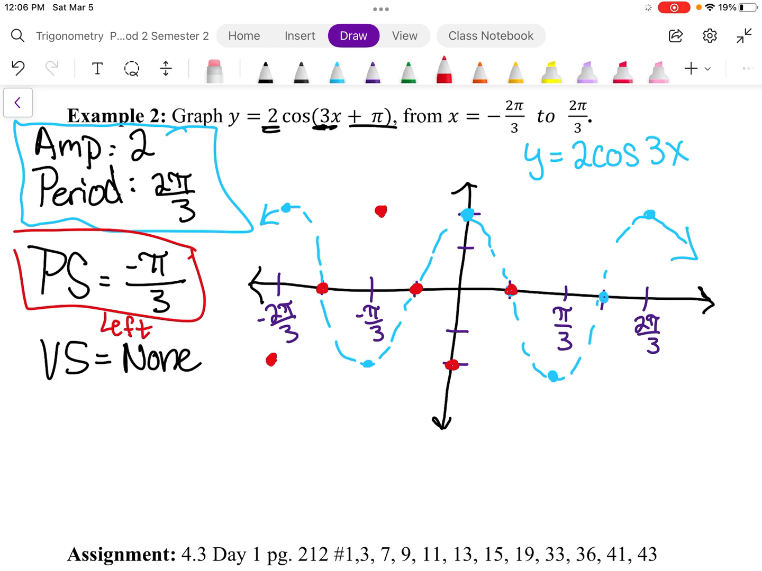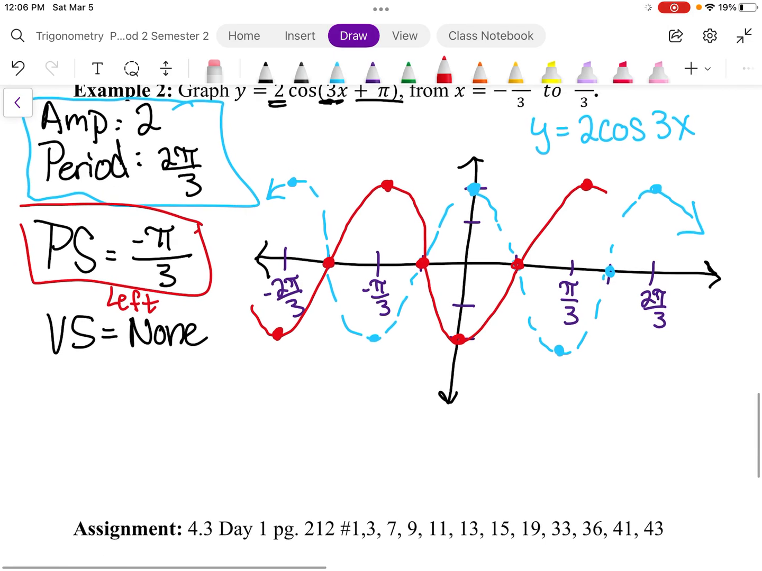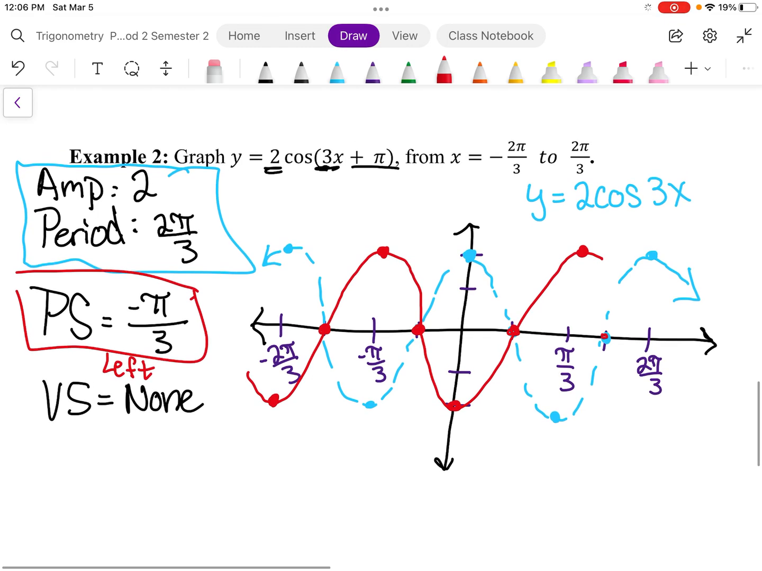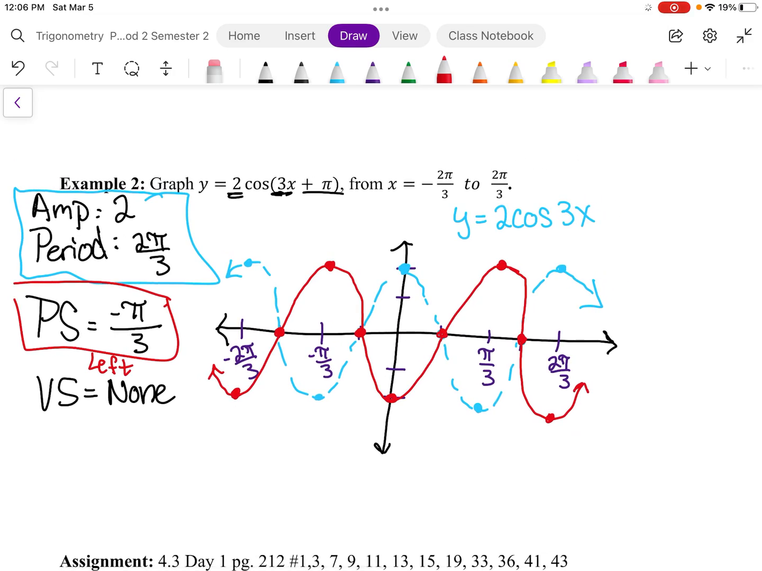One, two, 1, 2. So this is all of the points that we had from our parent function. And you'll notice that does not cover our entire domain. So we're just going to continue the pattern and add the extra points that we need to get it through the domain that they have asked for. So then that is what the complete graph would look like with a phase shift. So notice we just took the same graph and we moved it over to the left.